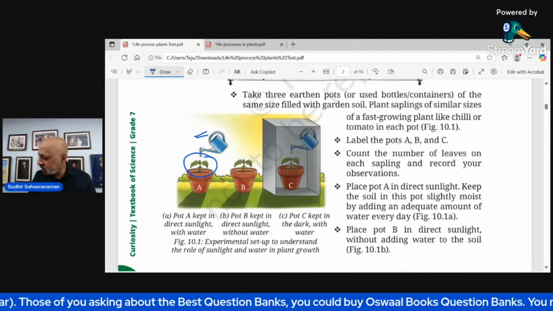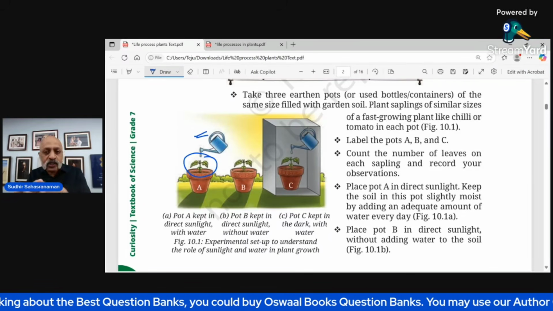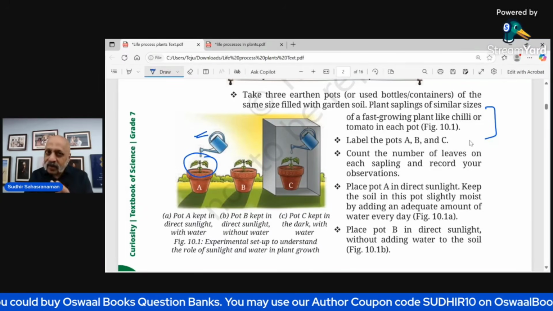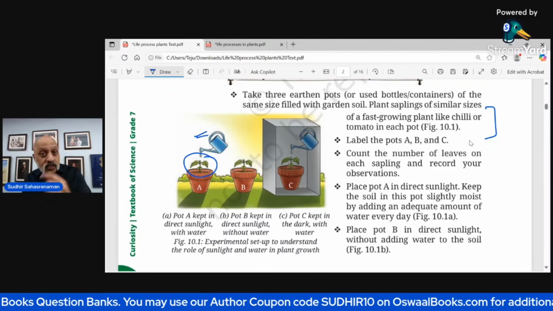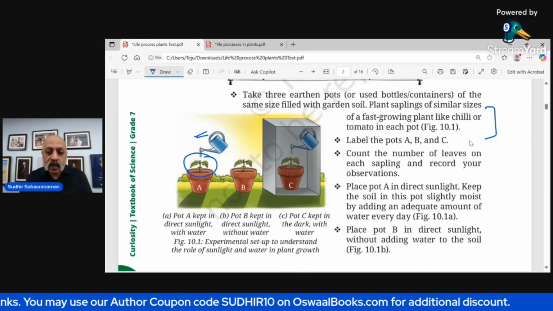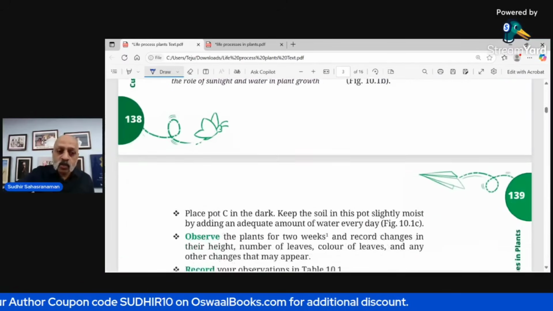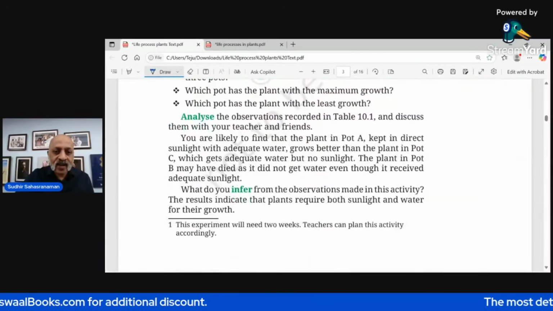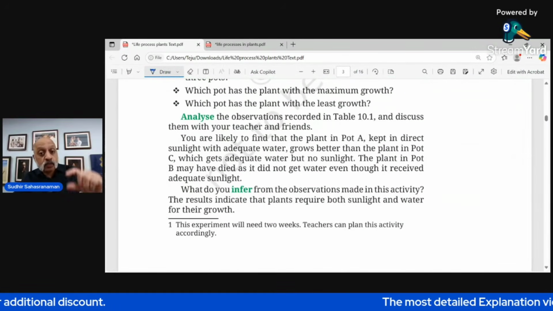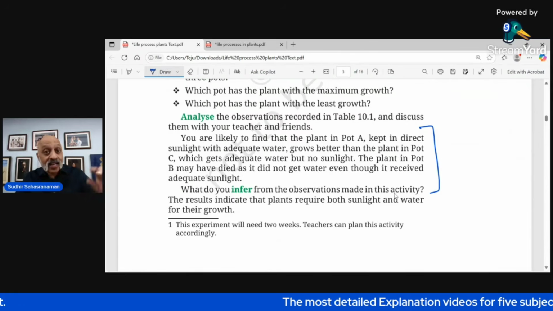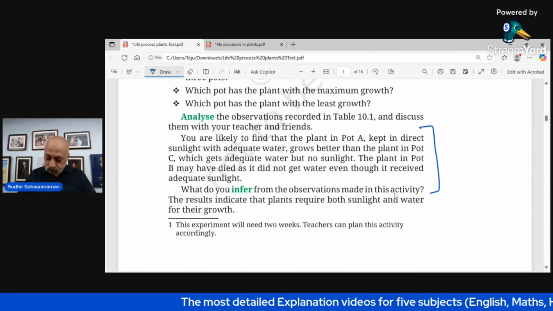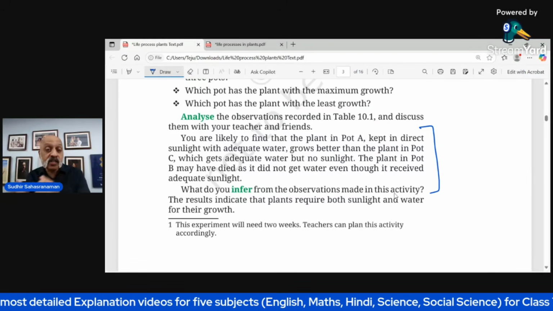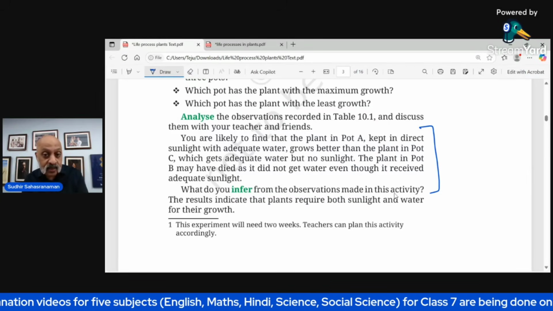And this can be a money plant, it could be a chili plant. Tomato and chilies are mentioned because they grow very fast. Money plants may take a little more time, but chilies, as in mirchi, and tomato grow very fast. So what you do is observe, and you will find that the pot A, which is exposed to sunlight as well as provided with water, will actually grow the best compared to pot B and C.